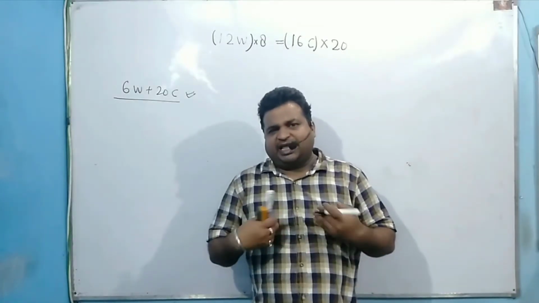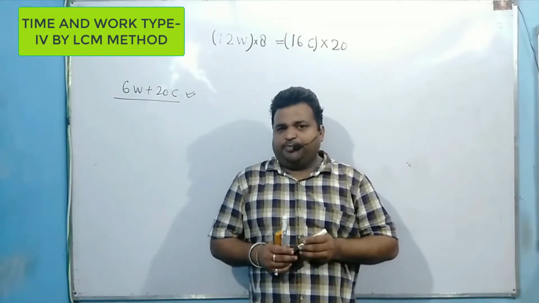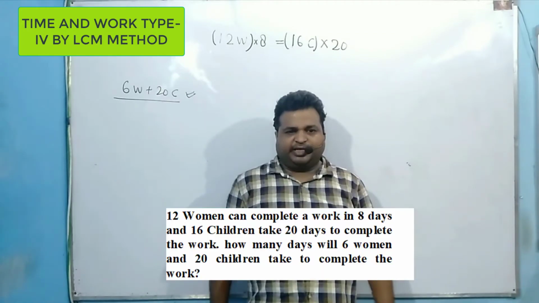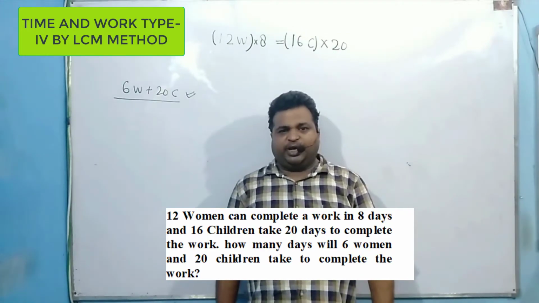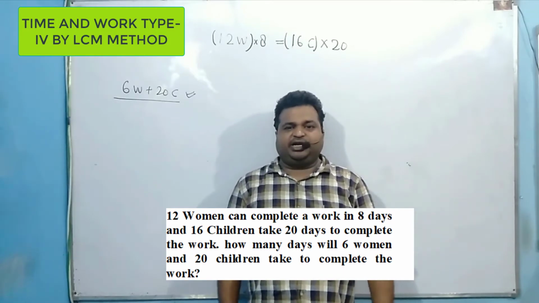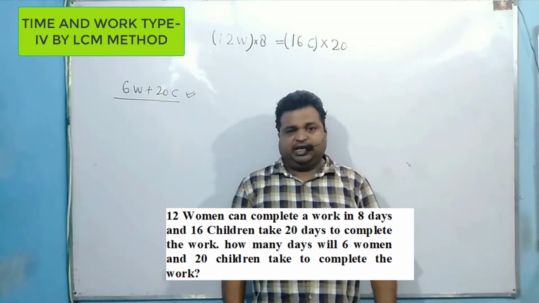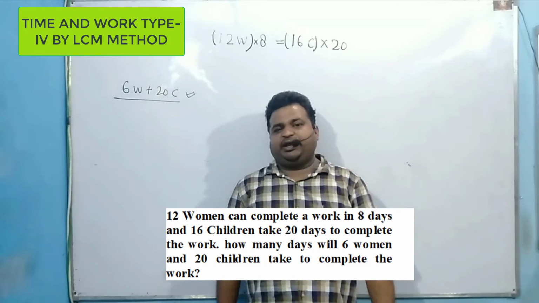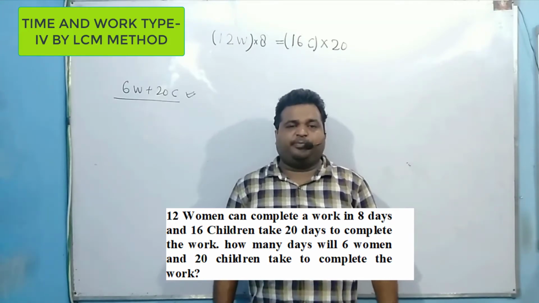Okay, now move to the next question, based on men, women and children. Look here on the screen. 12 women can complete a work in 8 days and 16 children can do the same work in 20 days. Now how many days will 6 women and 20 children take to complete the work?